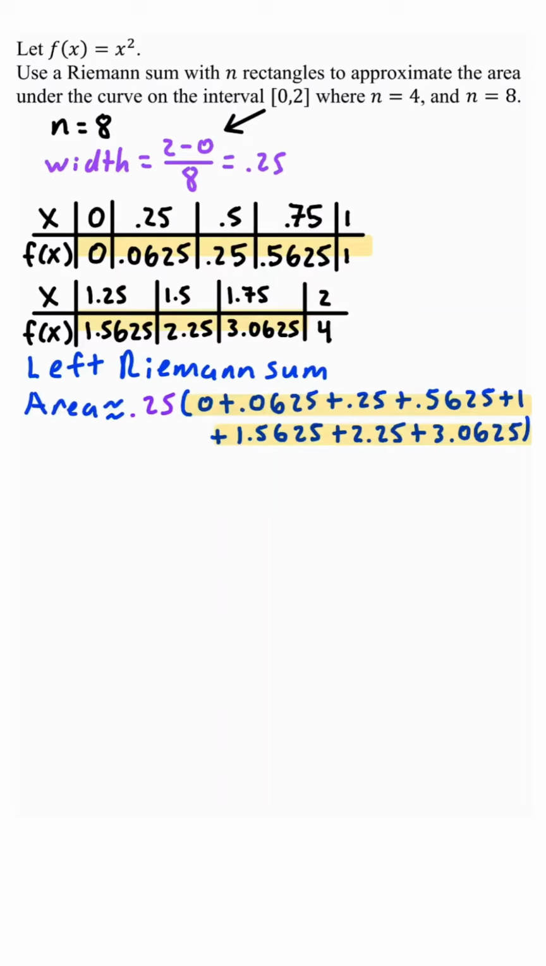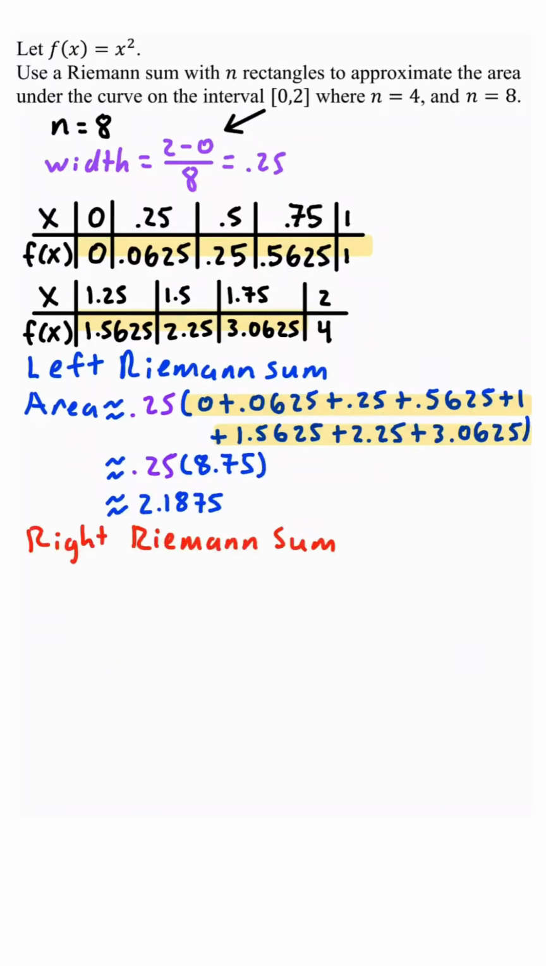So the area is going to be 0.25, which is the width, times the sum of these 8 values. Simplify this, you get about 2.1875.